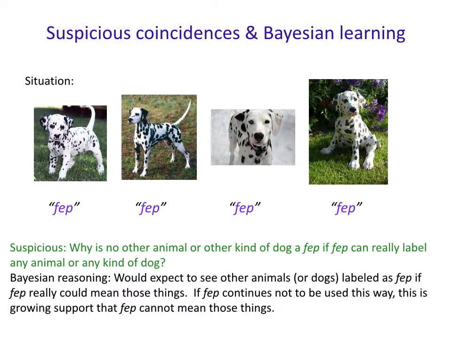If fep can really label those other things, it's a suspicious coincidence that it always just happens to be a Dalmatian. And the more that fep continues not to label other things, and only labels Dalmatians, the more this is growing support that fep really can't mean those other things. It really must refer to Dalmatians, right?